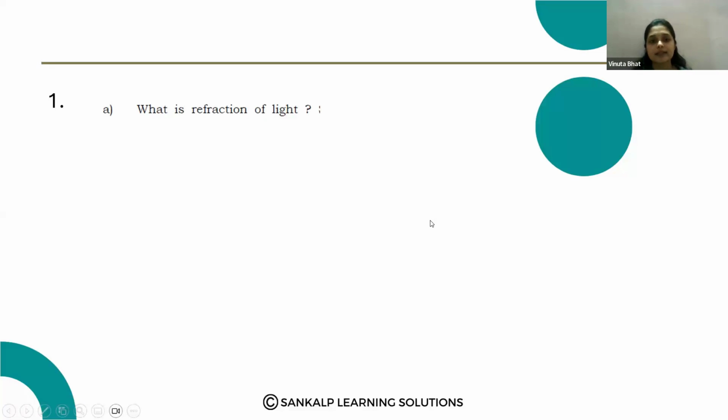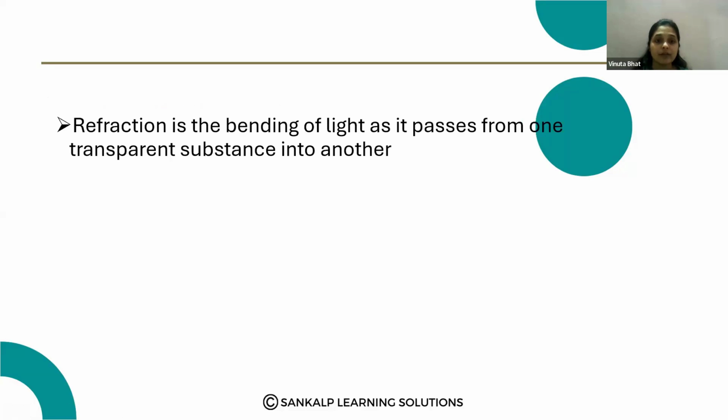So next we are discussing the 1 mark questions. What is refraction of light? Here, refraction is the bending of light as it passes from one transparent substance into another.